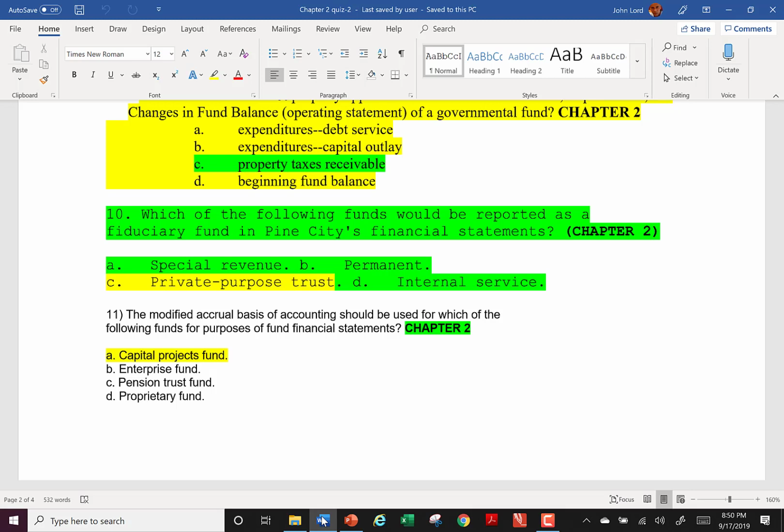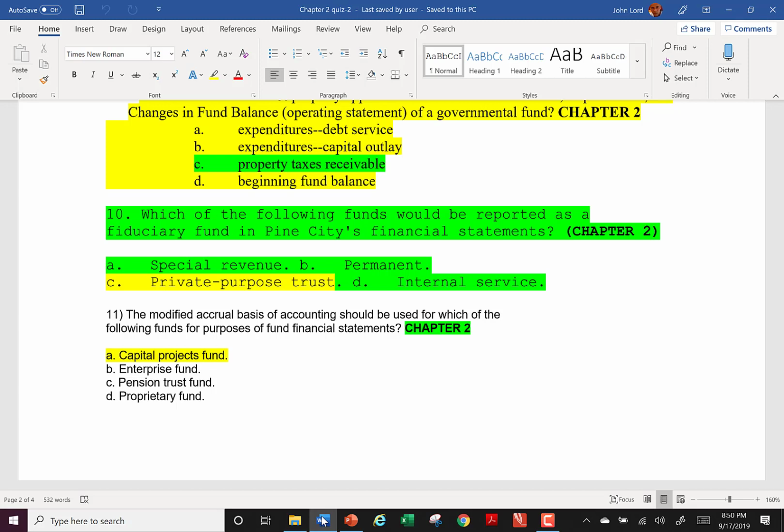Who are we going to see? GRASP, C, KIP. We're going to see KIP, aren't we? KIP is what? Custodial fund, investment trust fund, private purpose trust fund, and the pension trust fund. So which of these is a fiduciary fund? Did I go too fast? So which one is a fiduciary fund?